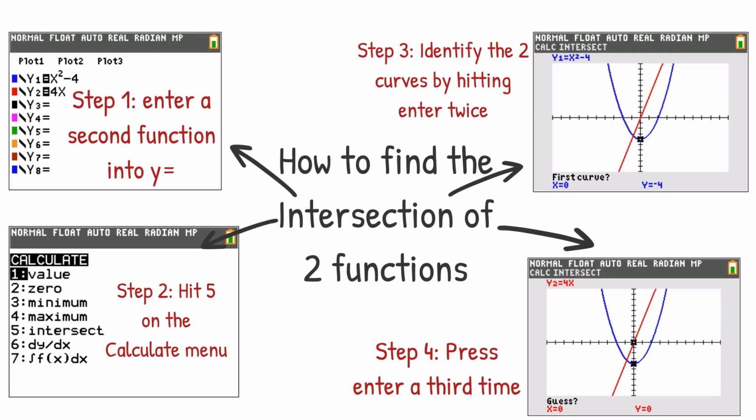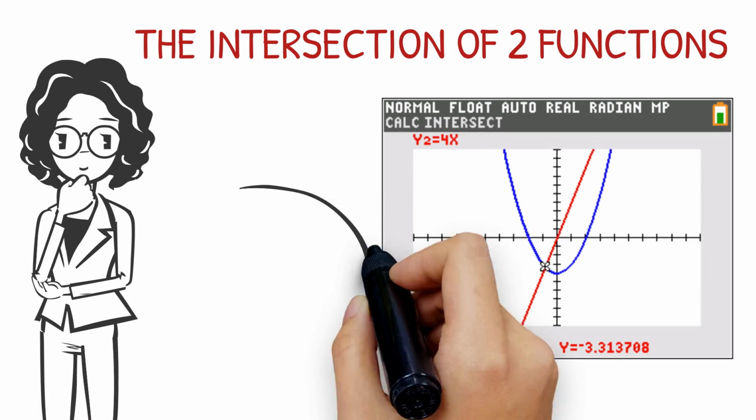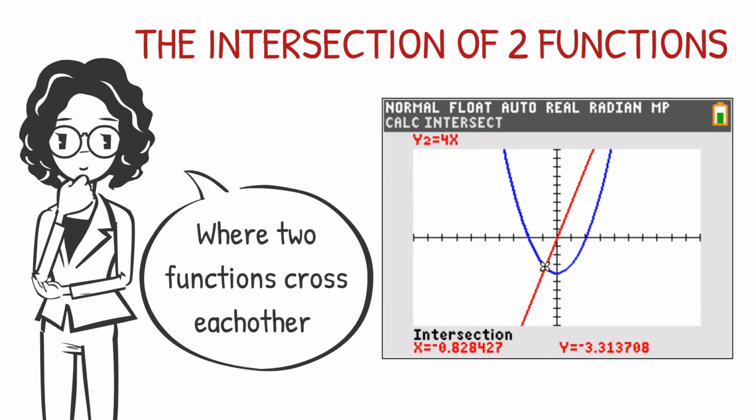Then the graph of the function comes up with the words first curve ? Press enter. Then second curve ? comes up, and we will press enter again. And then guess ? comes up, and we'll hit enter for a third time. Then the intersect will show up at the bottom of the screen.